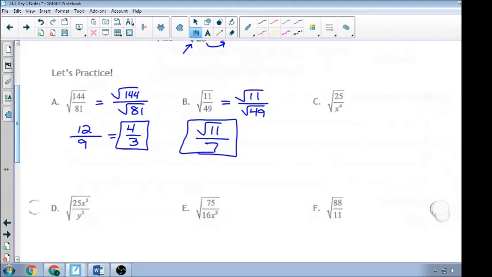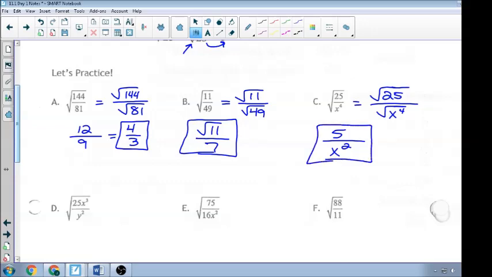C goes much the same way. Square root of 25 over the square root of x to the fourth. I'm going to keep that as x to the fourth because, like we talked about on the front, x to the fourth is a perfect square, so I don't really need to break that down any further. So the square root of 25 turns into 5 over the square root of x to the fourth, which ends up being x squared, and I will be done on that problem. Let's go ahead and move to the next line.